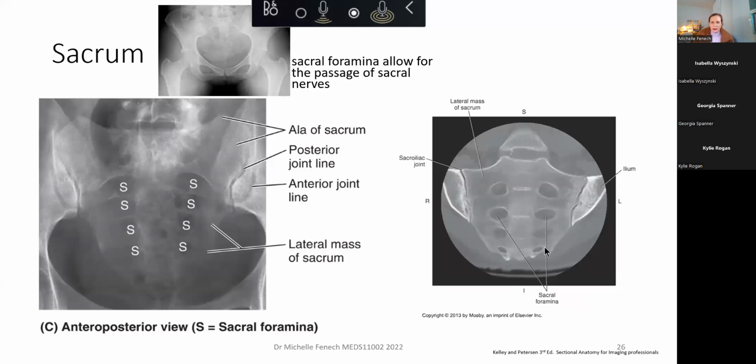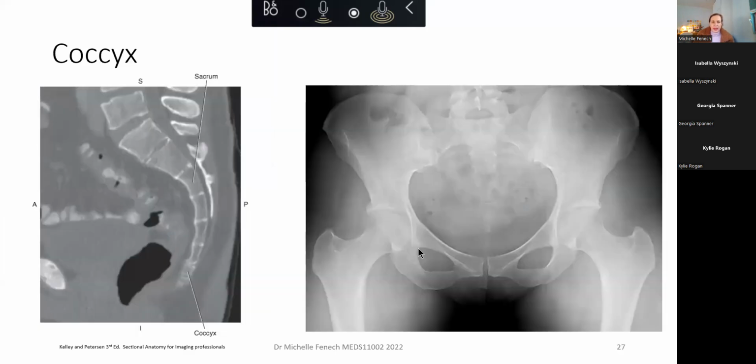I think everyone's okay with looking at the sacrum. You can see there's little sacral foramina. They transmit nerves through them. And the coccyx, as I said, we can't see it, but we can see it on a reformatted CT scan because the bones are white, and we can see the sacrum up here and the coccyx down here.